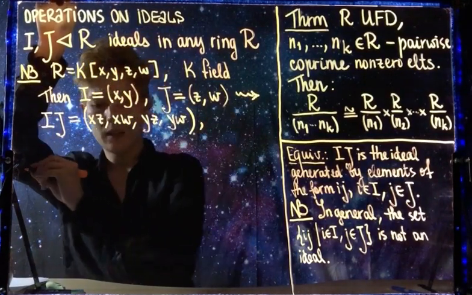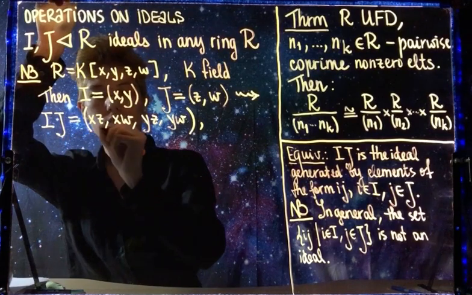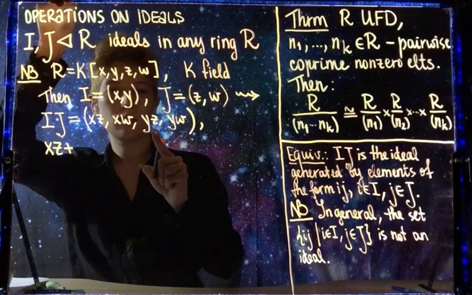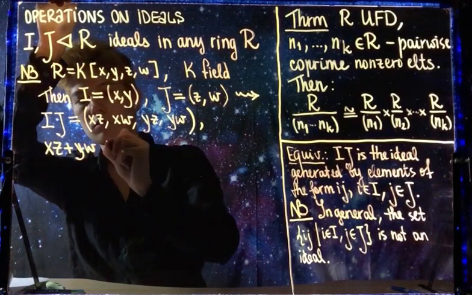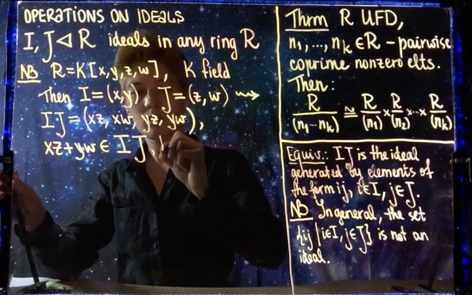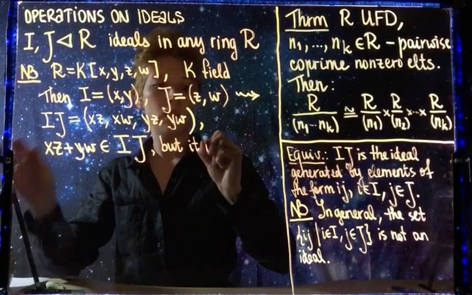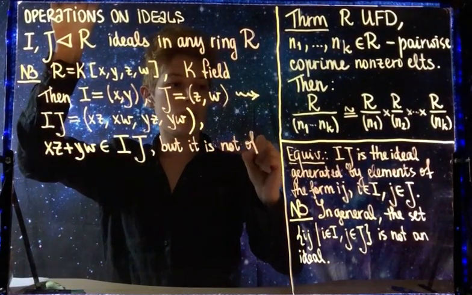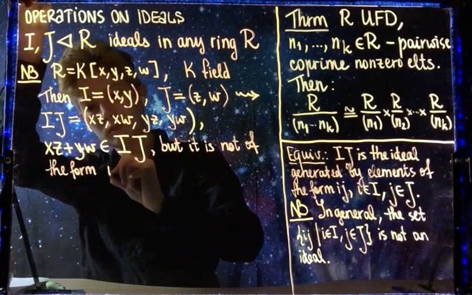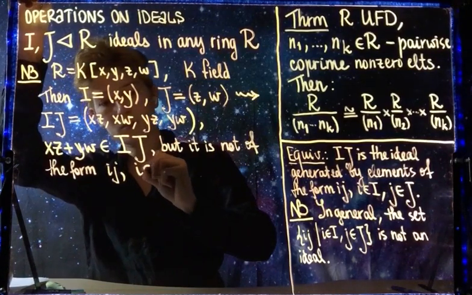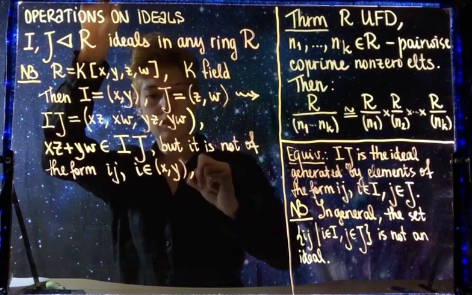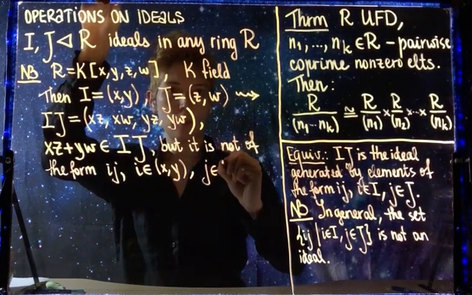And we see that the element xz plus yw lies in this product, but it is not of the form Ij for some polynomial I and some polynomial j.